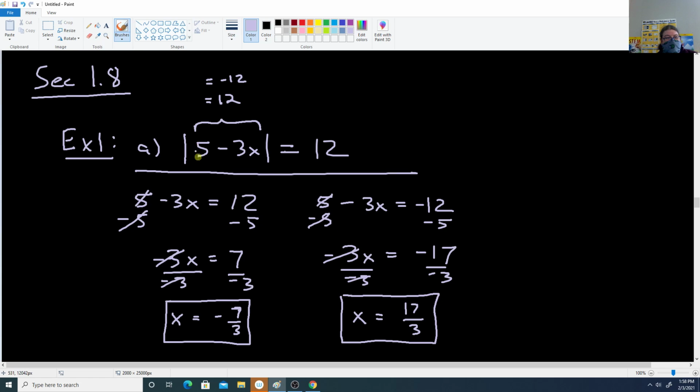So if you get absolute value of an expression dealing with x equals a positive number, you set the interior of the expression equal to the positive value of this, and then you set the interior of the expression equal to the negative of it.